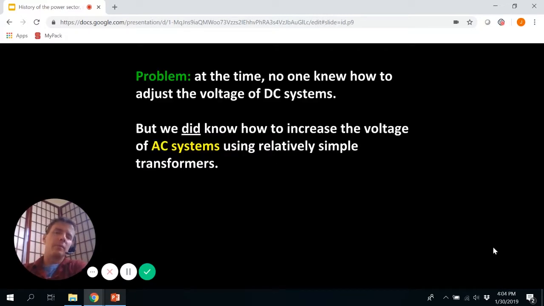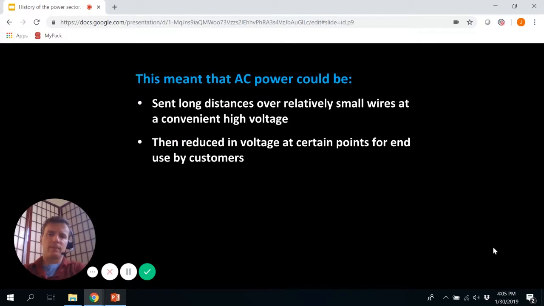Now, the problem was that at the time, no one knew how to adjust the voltage of DC systems, but we did know how to increase the voltage of AC systems using relatively simple transformers. And what this meant is that AC power could be sent long distances over relatively small wires at a convenient high voltage, and then reduced in voltage at certain points for end use by customers.